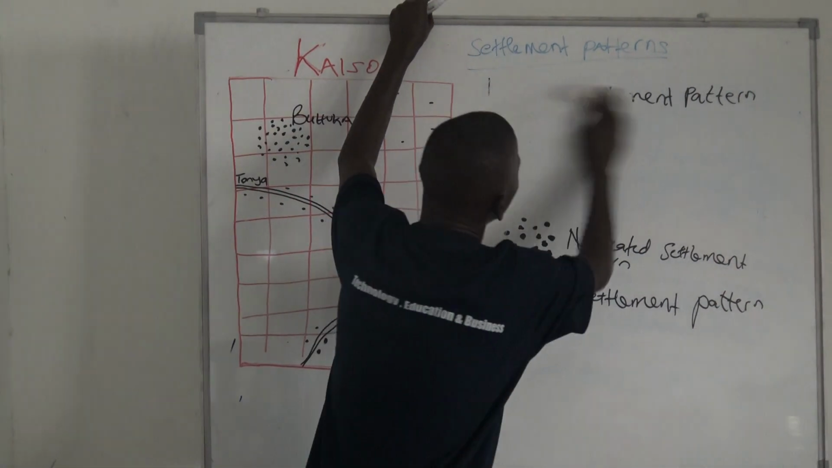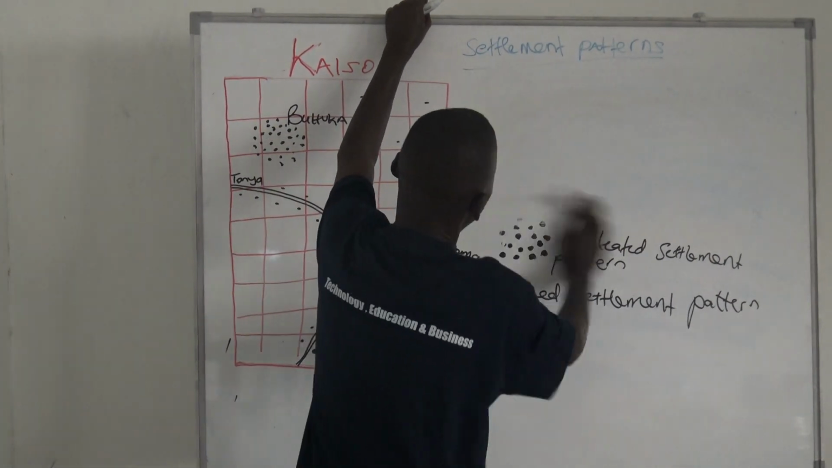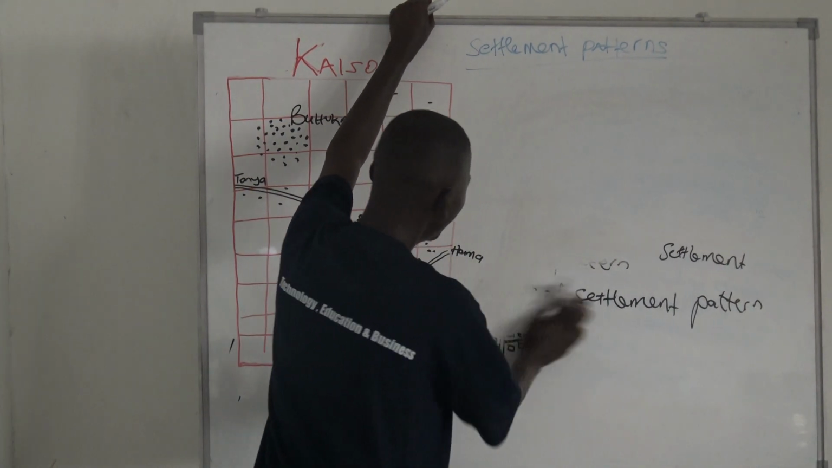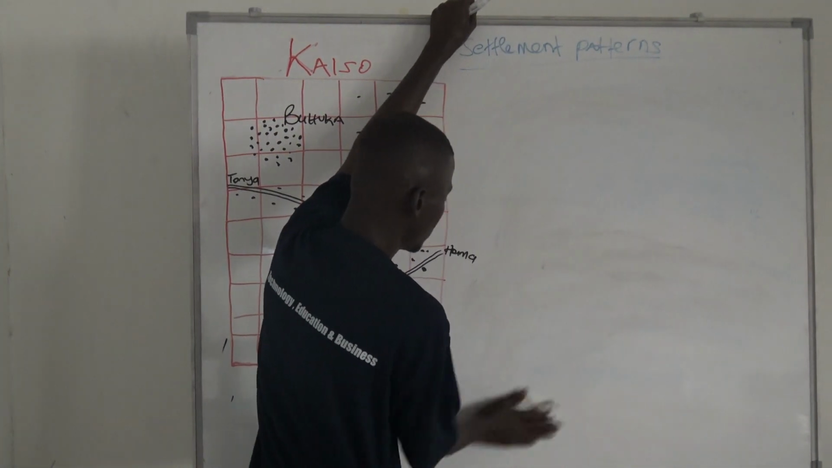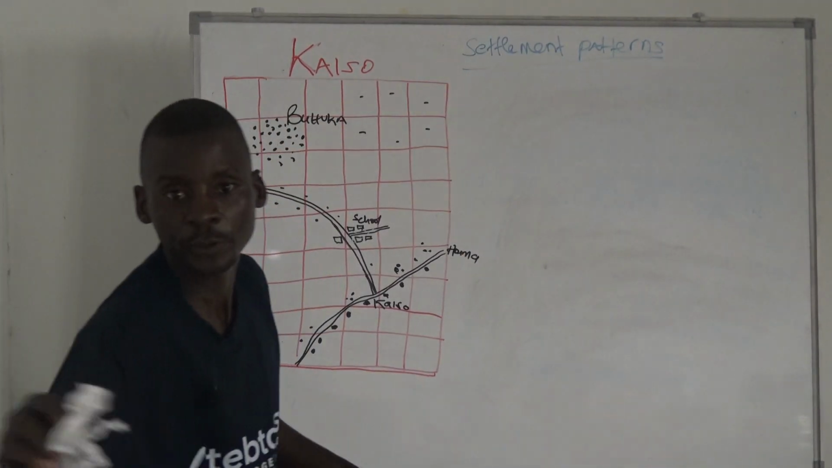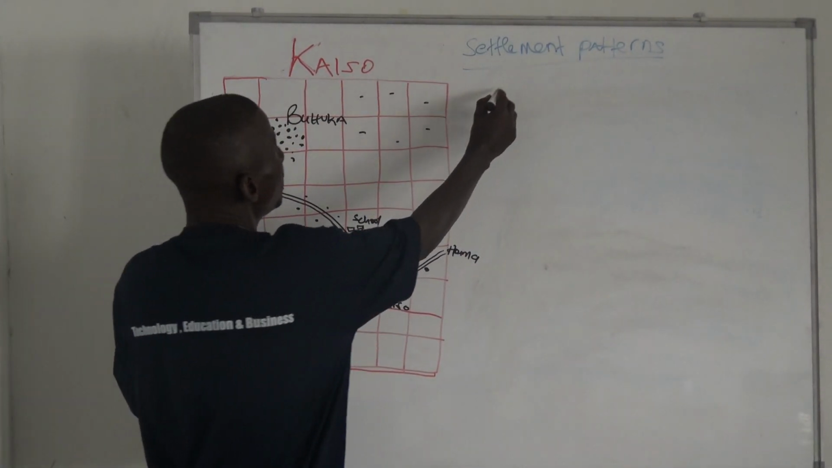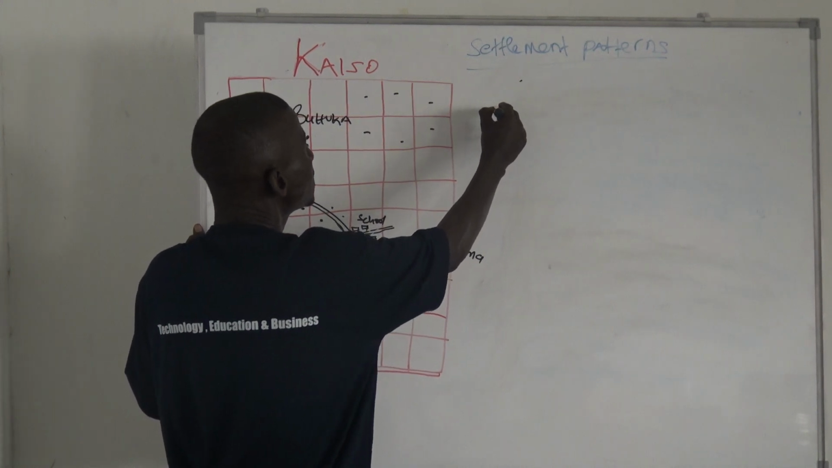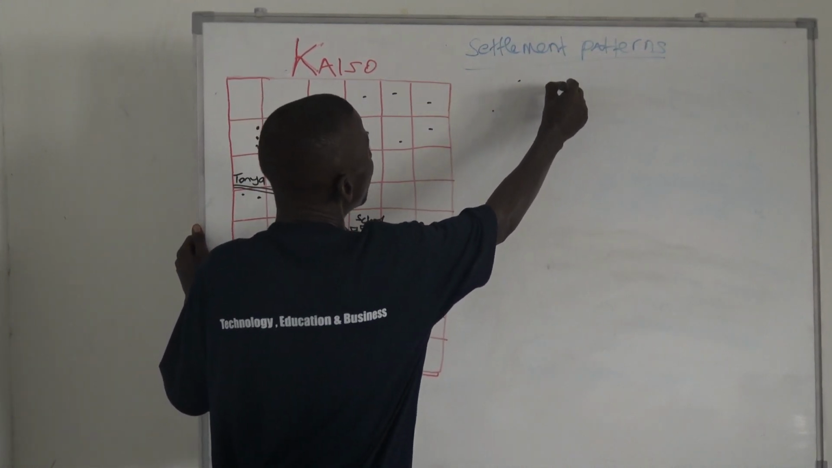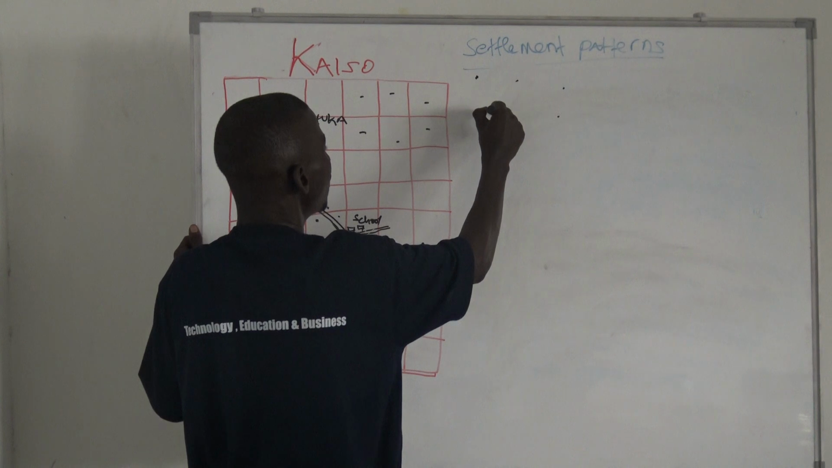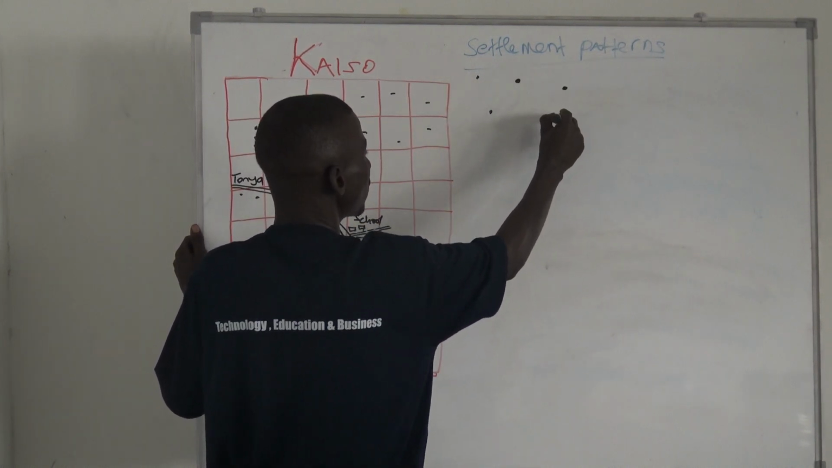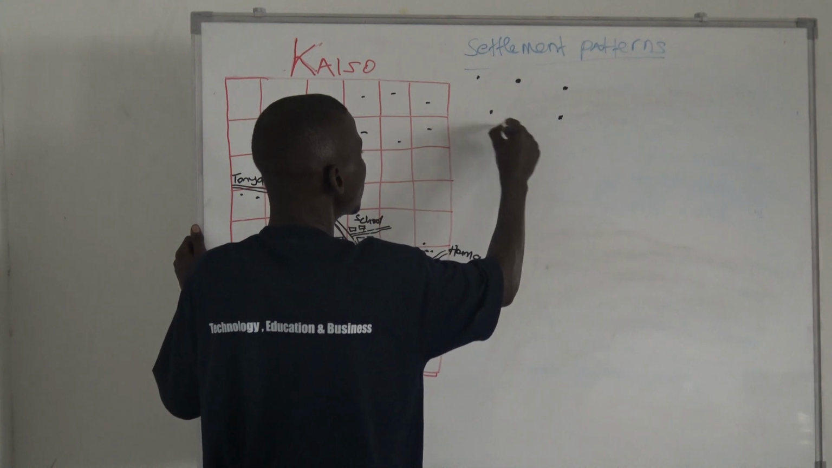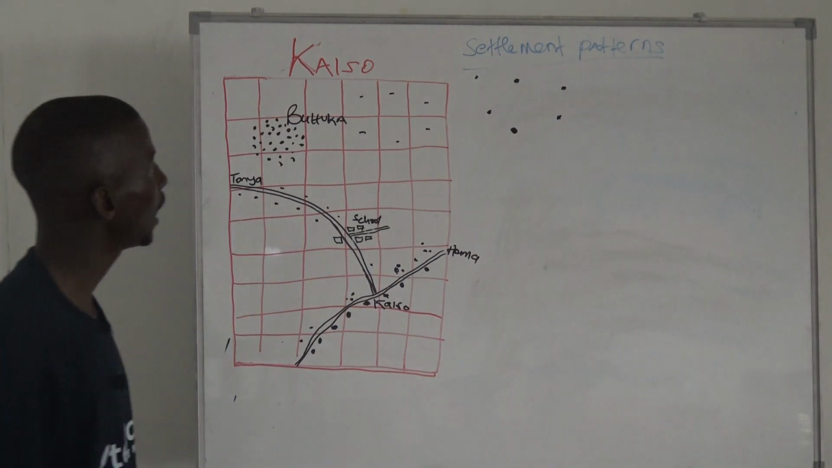The other settlement pattern we have to note is called a sparse settlement pattern. For this case, the dots are few. They are few and distant apart.